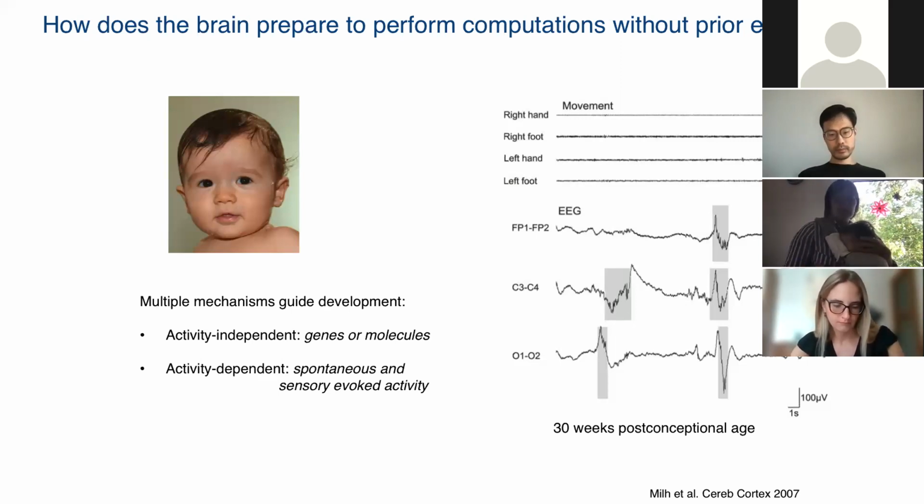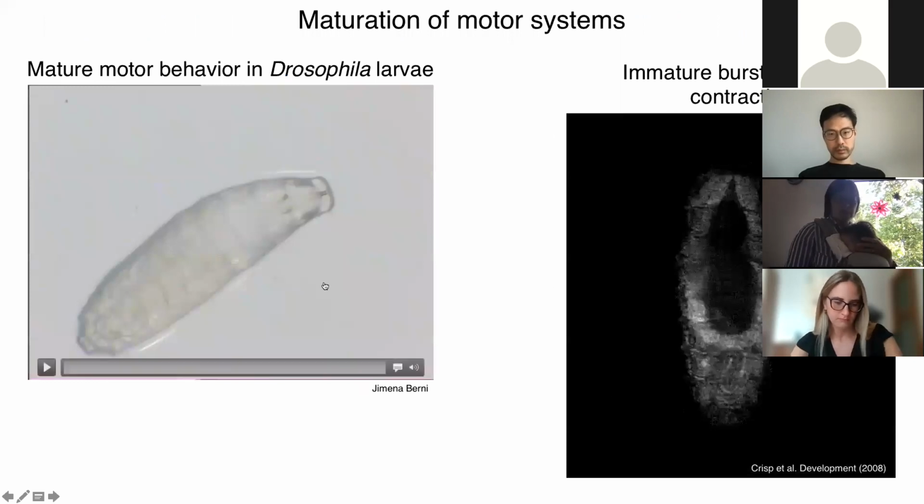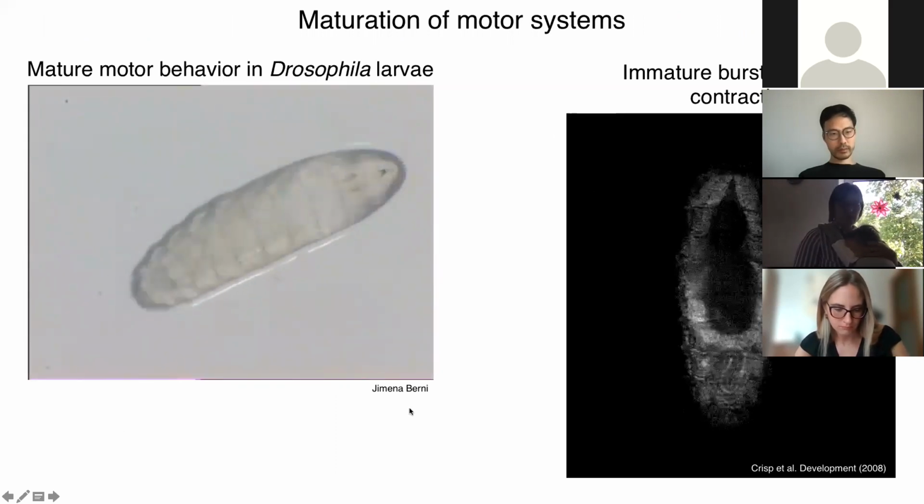The spontaneous activity is not just seen in sensory areas, even though this is going to be the focus of my presentation today. It is also seen in the development of motor areas. So let me give you one example of what this looks like. Here I'm going to use a very different organism, not a mammal, but Drosophila. This is the fruit fly that you may have seen if you forgot apples or bananas rotting in your kitchen. These are studied by my collaborator, Jimena Berni.